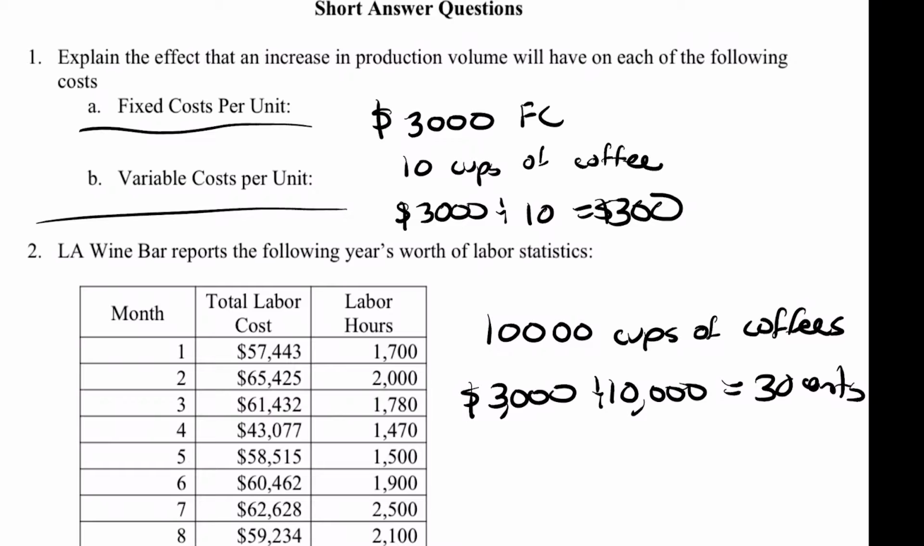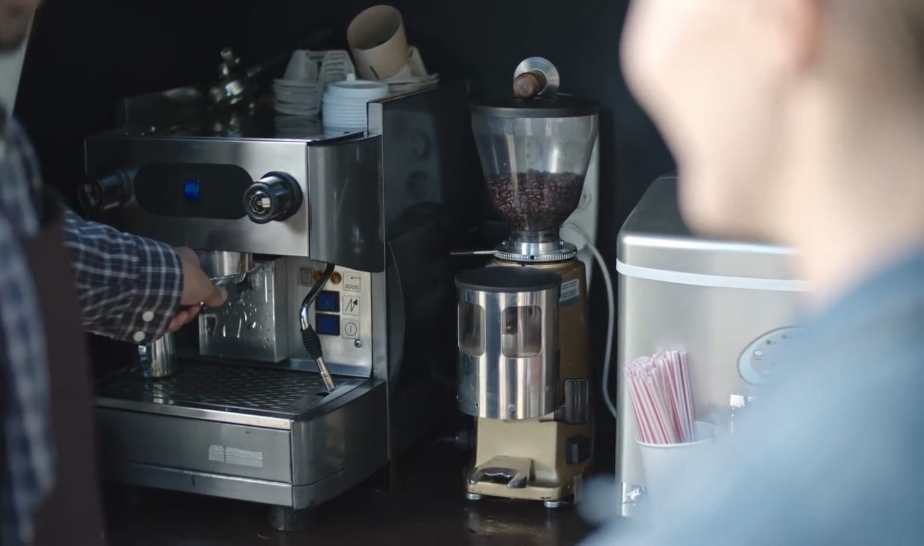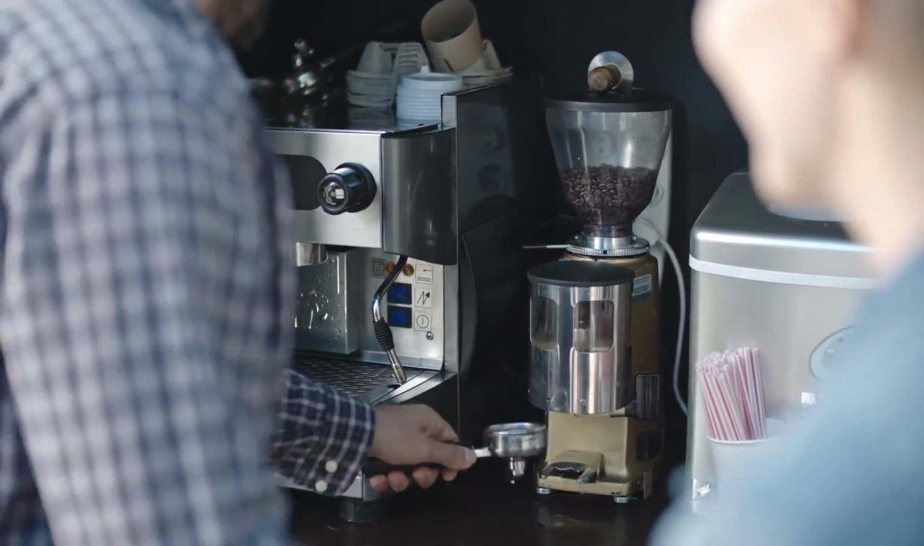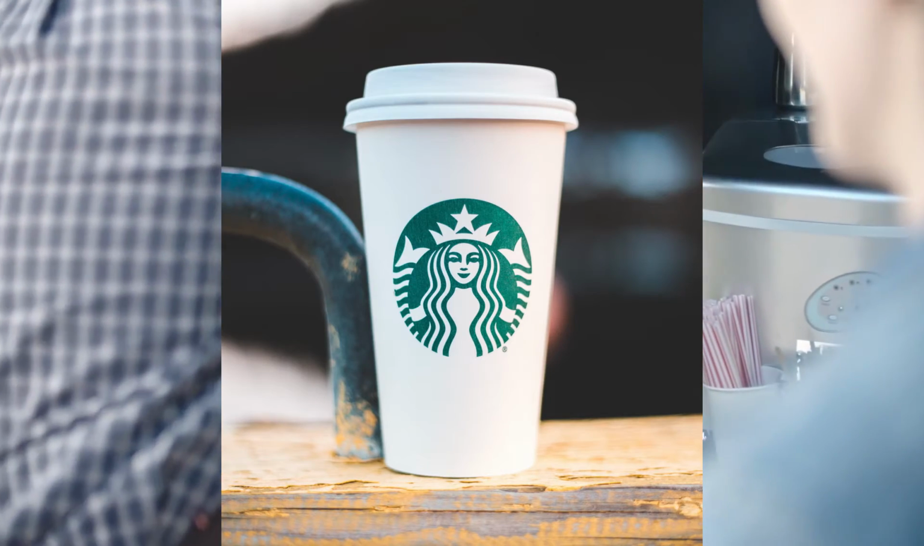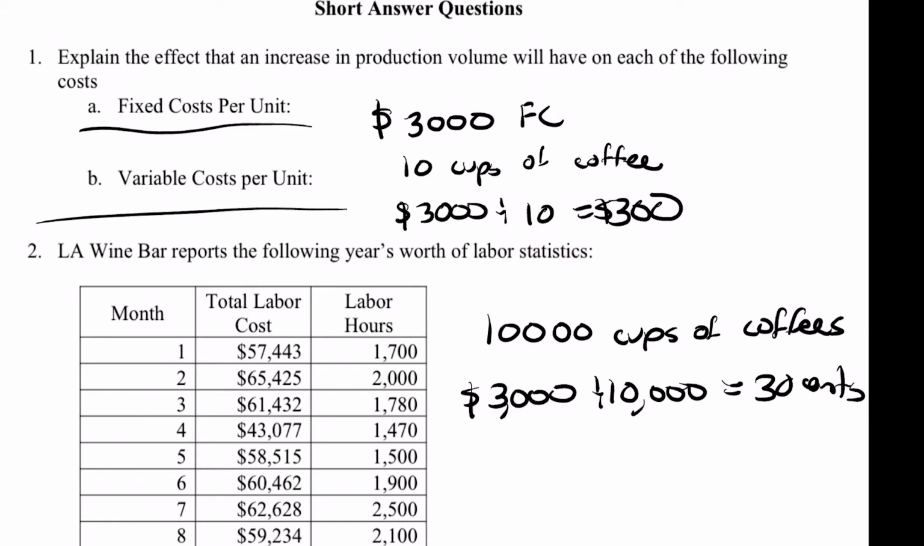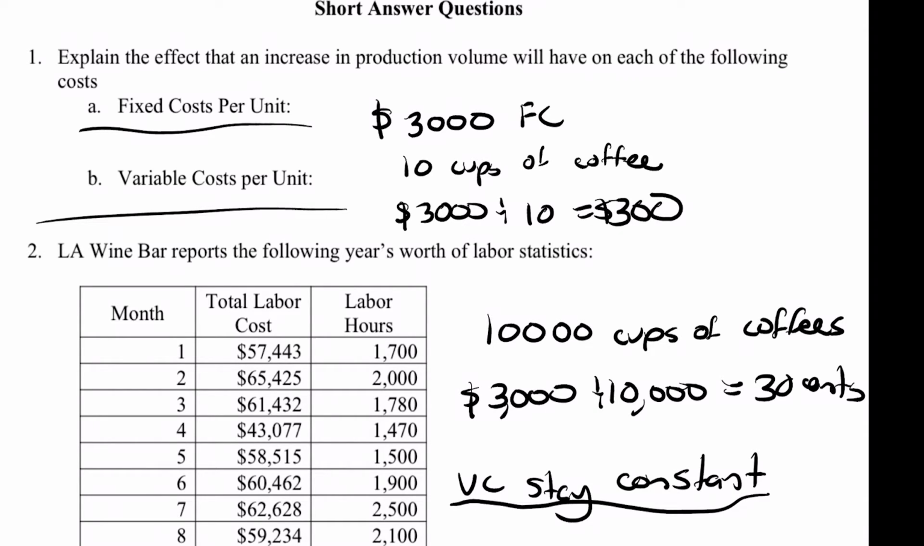Now for variable cost per unit, that doesn't really change, right? So for example, if we make a cup of coffee, let's say the grounds to make that cup of coffee is 20 cents. It doesn't matter if you make 1 unit or a billion units, that 20 cents is not going to change. So it's just going to stay constant. So variable costs stay constant, okay? And I think that's relatively easy to understand.